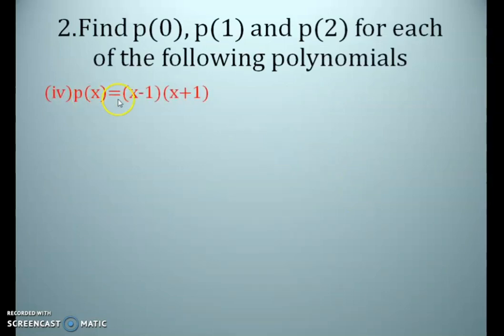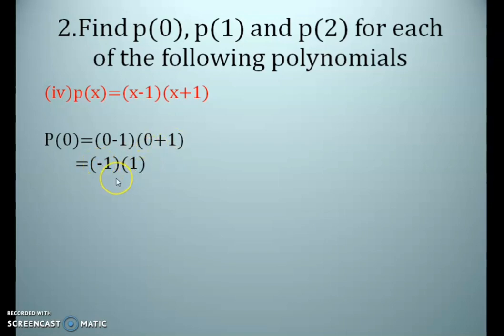It is p of x is equal to x minus 1 into x plus 1. So we are going to substitute p of 0 here. P of 0 is equal to, in the place of x, we are taking it as 0. It is 0 minus 1 into 0 plus 1. 0 minus 1 is minus 1 and 0 plus 1 is 1. So we get minus 1 as the answer.